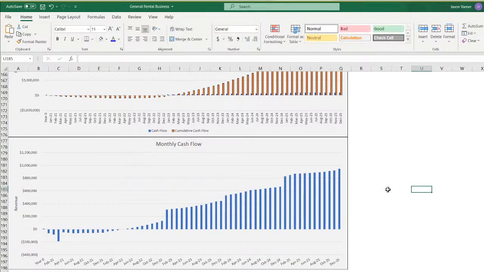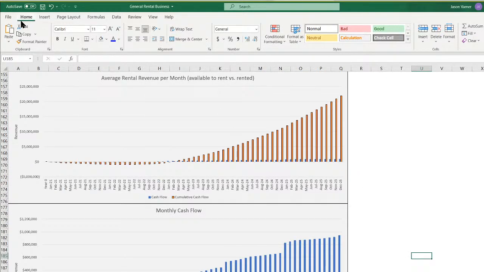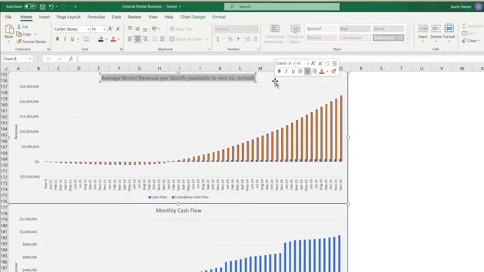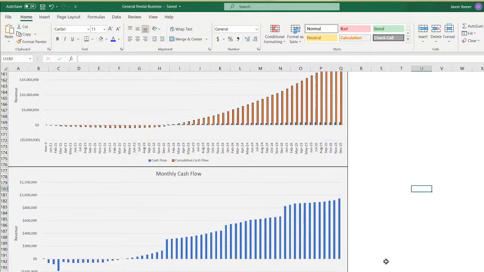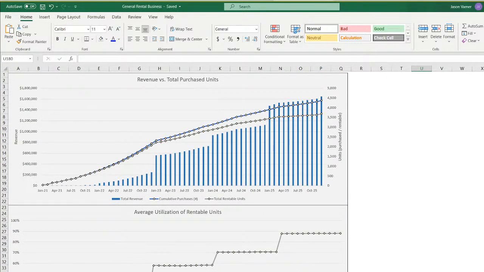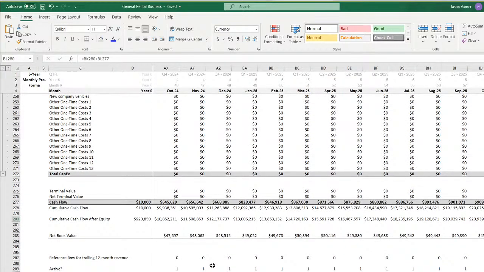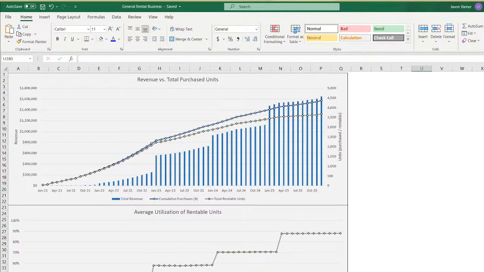That should be centered. So we've got monthly cash flow, average rental revenue. Oh, this is monthly cash flow versus, all right. Do we have any other cool stats we can put into here? Sure, I guess net book value.